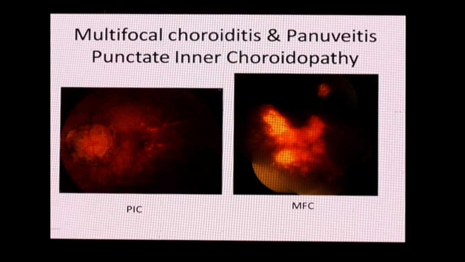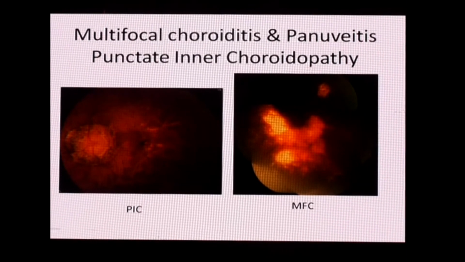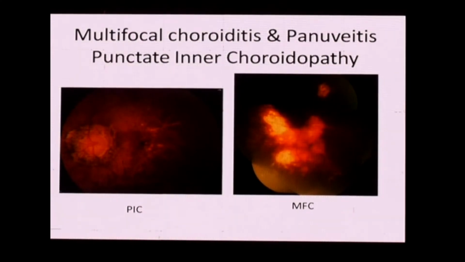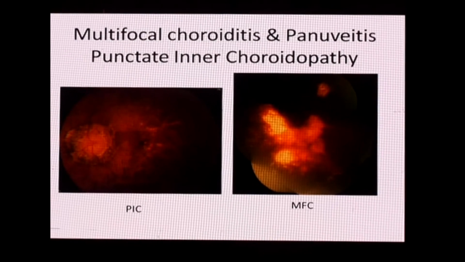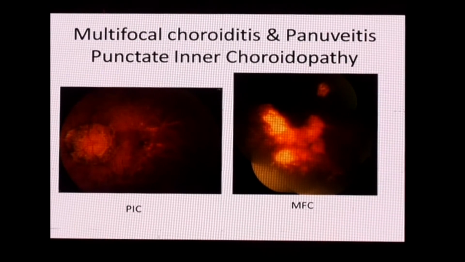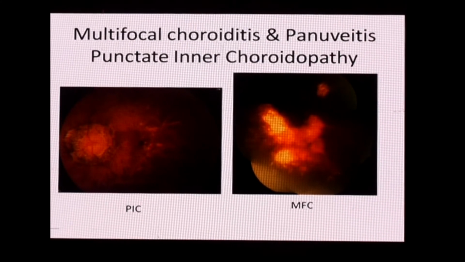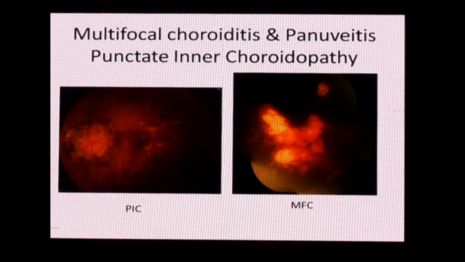Next important entity is multifocal choroiditis and panuveitis. This is the picture, and the punctate inner choroidopathy. We do see a lot of these in our practice, and we have started to believe that this is part of the same disease but different spectra. These punctate lesions are usually associated with very minimal vitritis in comparison with multifocal choroiditis, where you have a lot more vitritis.